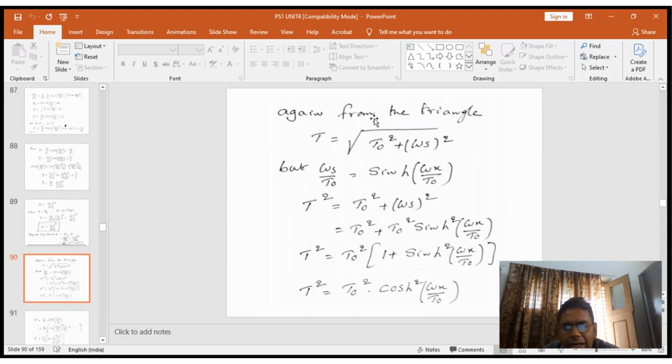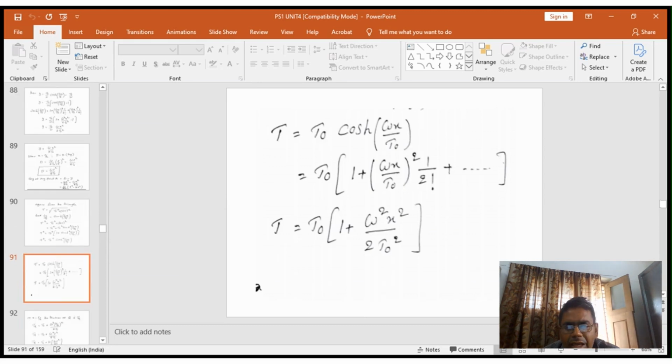Again from the triangle, T is equal to the square root of T₀² plus (ws)². In the previous expression, ws/T₀ is equal to sinh(wx/T₀). Then T² is equal to T₀² plus w²x² from the right angle triangle, that is T₀² plus T₀² sinh²(wx/T₀). T² is equal to T₀² into (1 plus sinh²(wx/T₀)). 1 plus sinh² is equal to cosh².